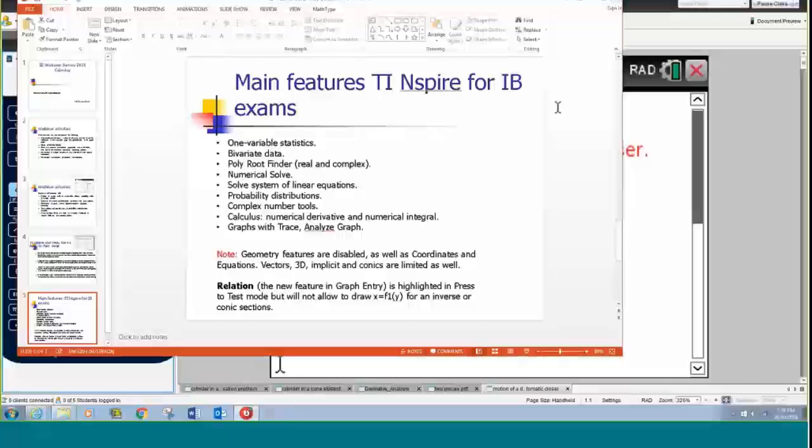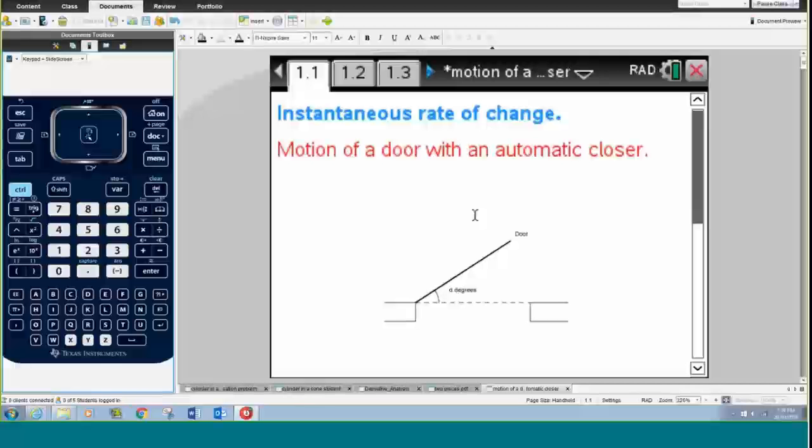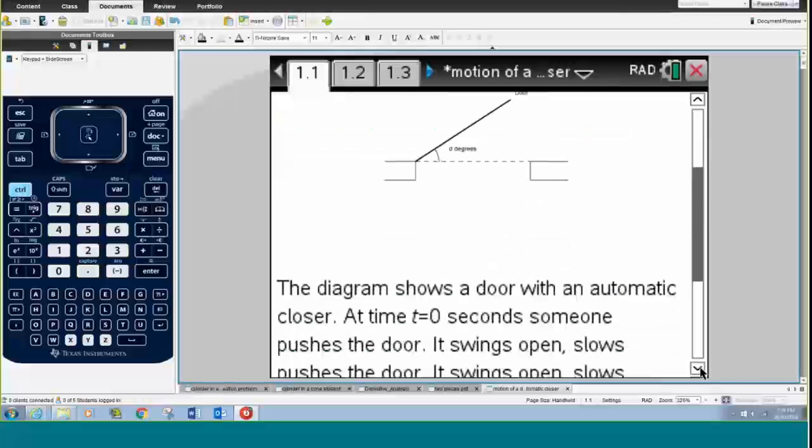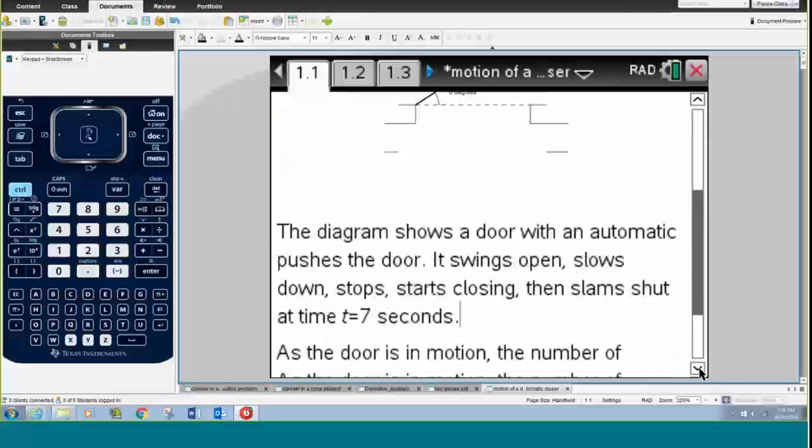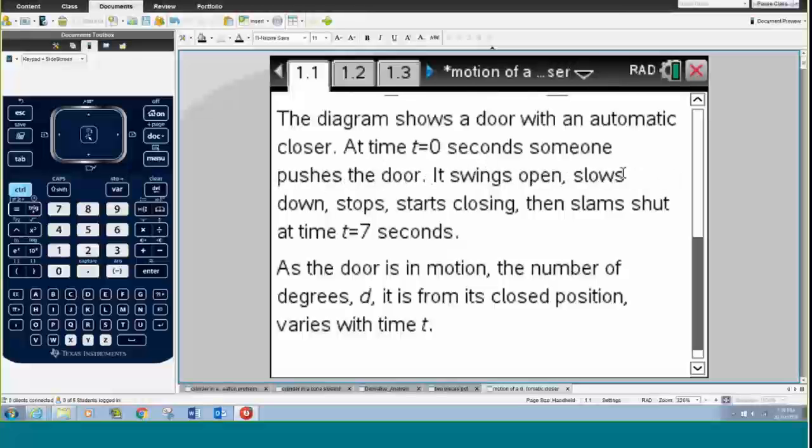So I will start with instantaneous rate of change and motion of a door with an automatic closer. The idea is that we have a door, and that was the diagram, and at time 0, someone pushes the door, opens it, it slows down, and then the automatic closer starts closing the door, and it gets shut after 7 seconds. What we'll try to model here is the number of degrees, which we'll call d, as a function of time.